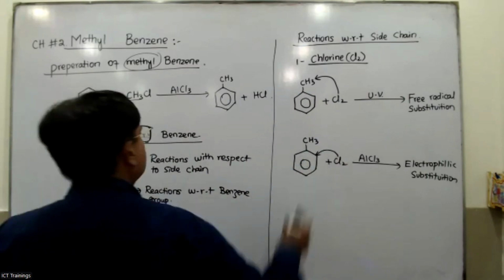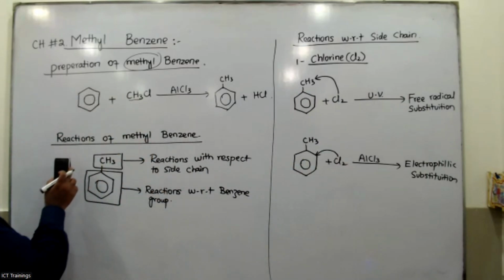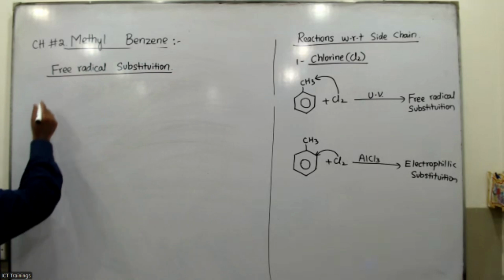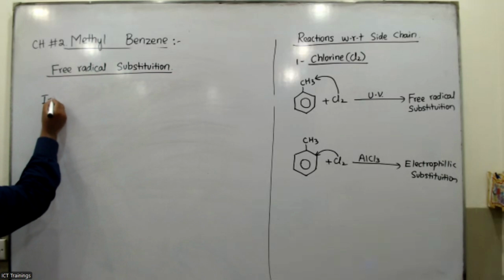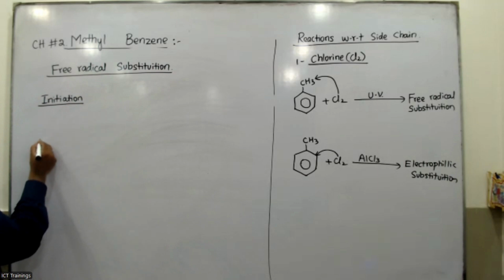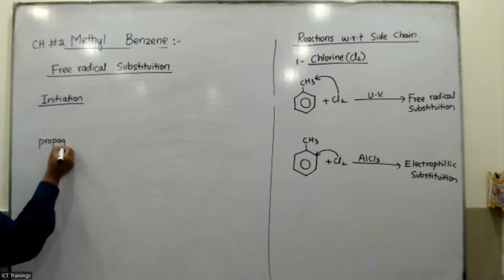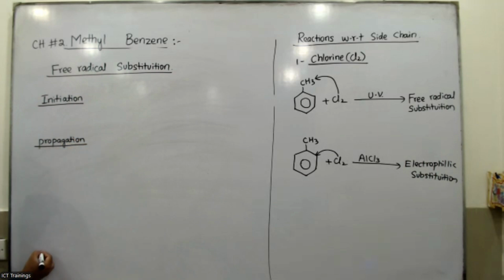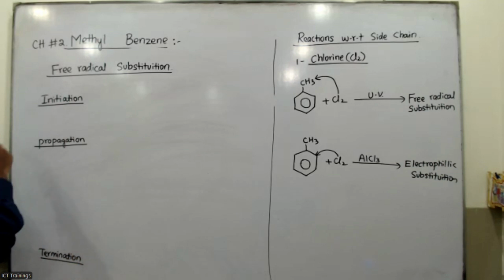So now, my dear students, we are going to start with the free radical substitution. In the free radical substitution, you know that there are three steps involved. The first step is called initiation. The second step is propagation. And the third step is termination. Now one by one we are going to go through these steps.